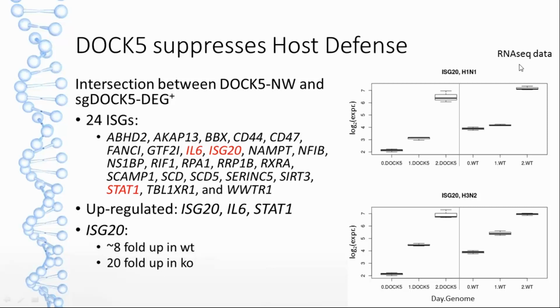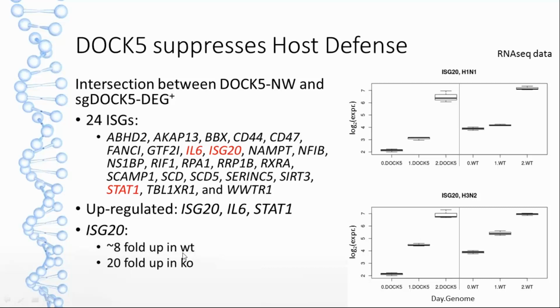this is the RNA-seq data from the expression data of our A549 cells. I have on the right side the wild type, and so it's less upregulated in the wild type and more upregulated in the DOC5 knockout, and this is for H1N1. The same thing goes for H3N2, less upregulated in the wild type, more in the knockout.